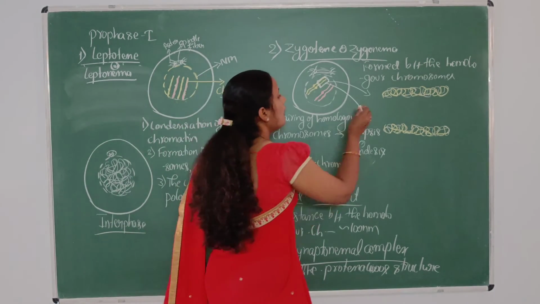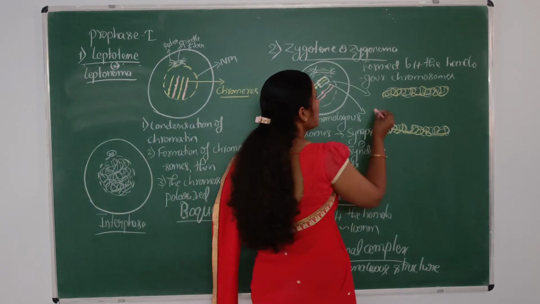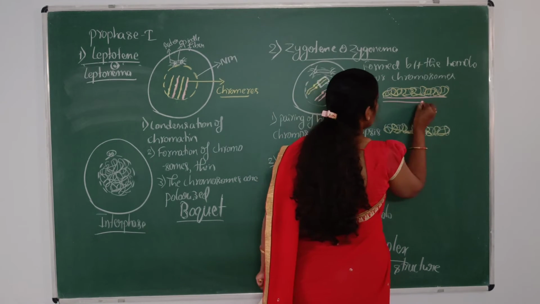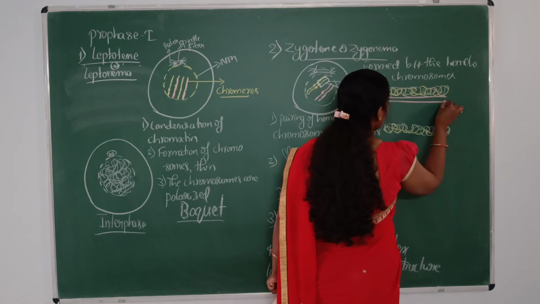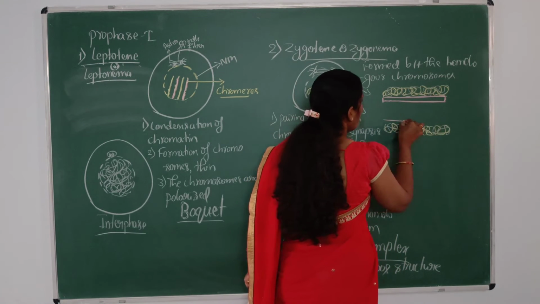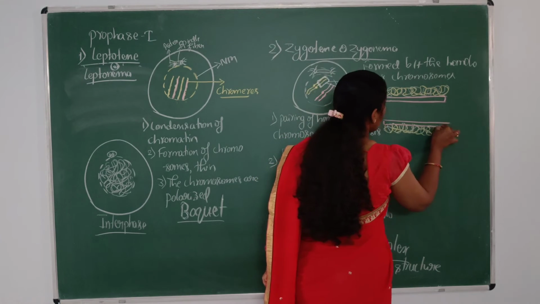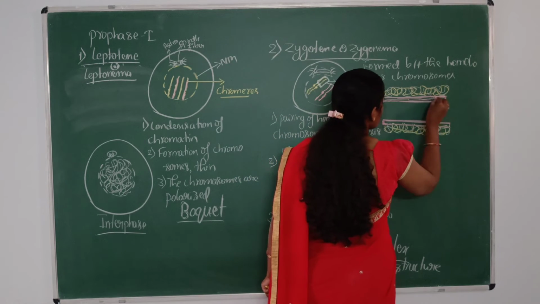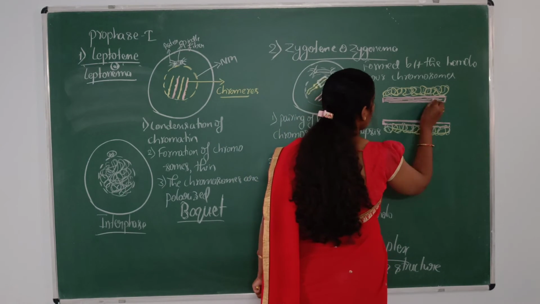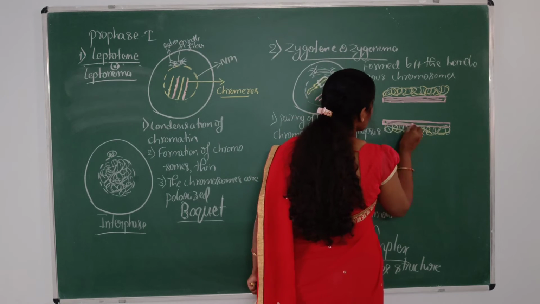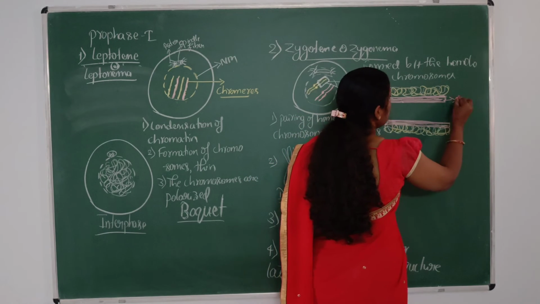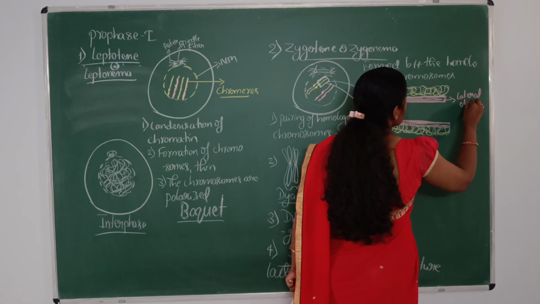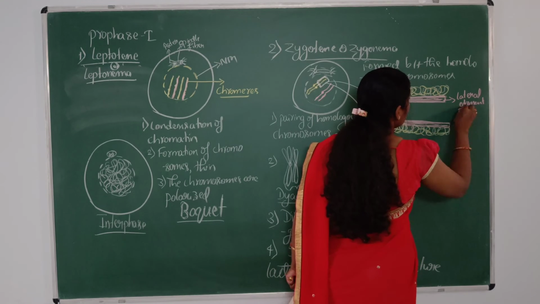And here, in attachment with the inner part of the homologous chromosomes, there are the lateral elements. These are proteins. These are called lateral elements. Lateral elements, both of them.